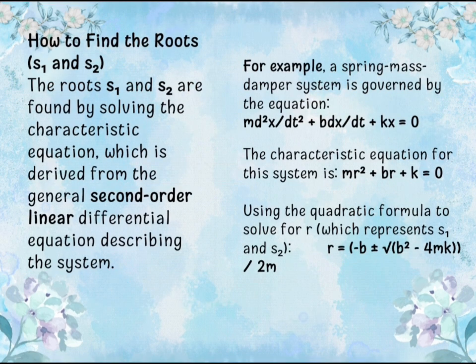In an overdamped system, we find two roots, s1 and s2, by solving a quadratic equation. This equation comes from the general second order differential equation that describes how the system behaves. For example, in a spring mass damper system, we can write the equation as follows, then we solve for r using the quadratic formula. The roots help us understand how fast the motion decays and how the system returns to rest.